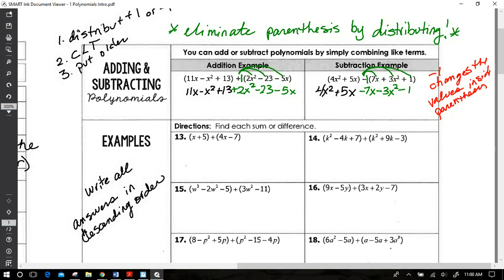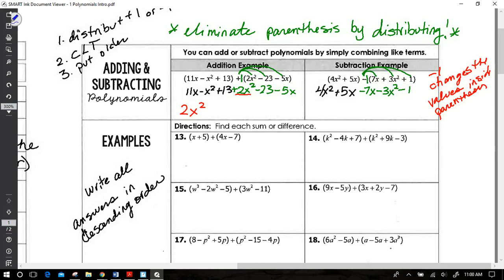So let's do step 2 now. I have a 2x squared, so I can combine my like terms and put them in the proper order at the same time. And that's what I'm going to be doing here. So I look at this and I find the biggest exponent, which is a 2. And so there's nothing to combine it with. So I'm going to bring that right to the front.